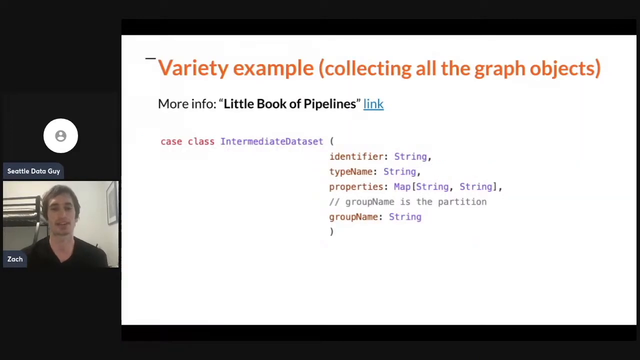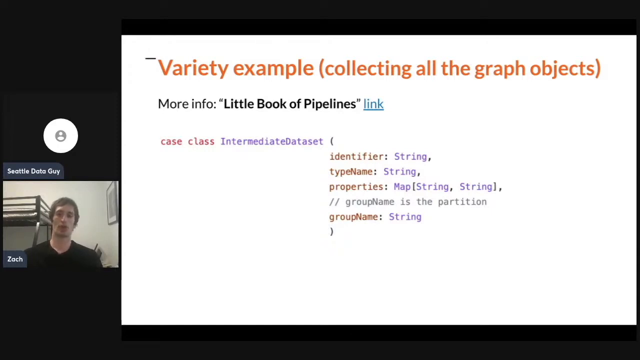So this pattern here I've created, it's an interesting one. And I have a GitHub repo here. So this pattern I call the little book of pipelines. And this is essentially a way of handling an arbitrary amount of variety in a scalable way.